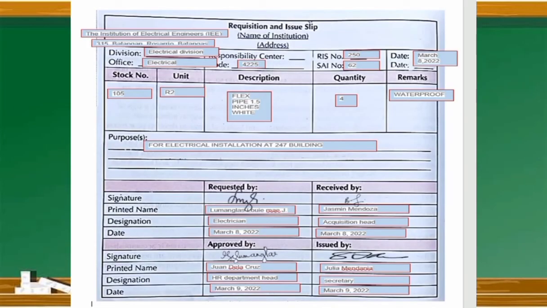So here's the example of a requisition and issue slip. First, we have to indicate the name of the institution as well as the address. Also, we have to indicate stock number, unit, description, as well as the quantity and remarks. Write the purpose, for example, for electrical installation at Port 27 building. Don't forget the signature of the assigned personnel.